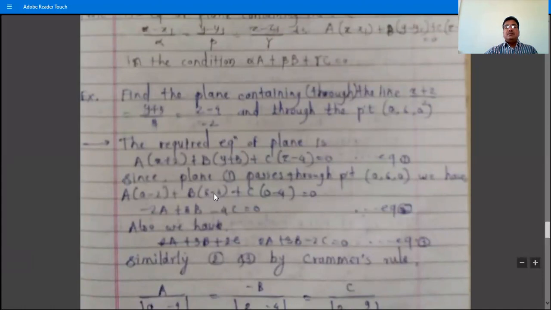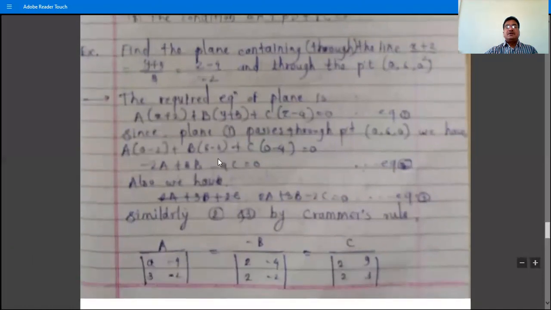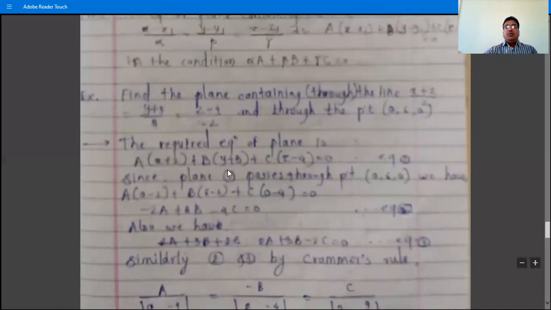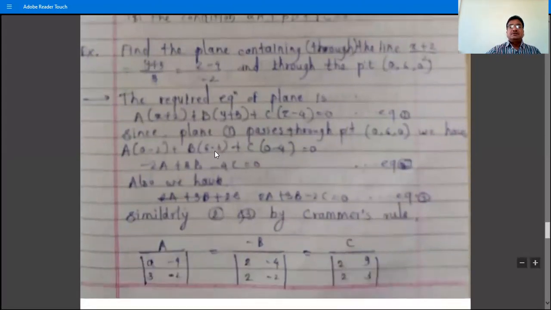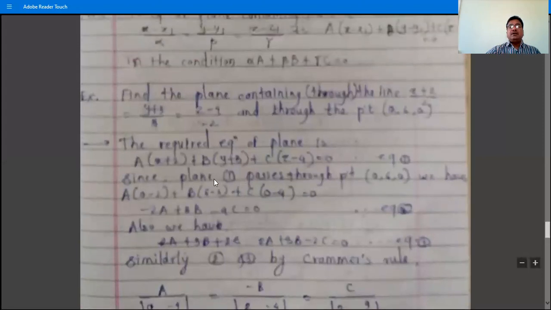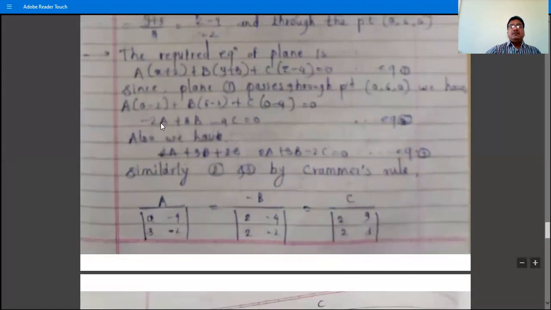So 6 plus 3, then C in bracket 0 minus 4. And thus the answer is not minus 2A. 6 plus 3 is 9B, right? 9B minus 4C is equal to 0. So this point (0, 6, 0) is on the plane, and therefore the equation of plane is satisfied by this point. Then we have 2A plus 9B minus 4C is equal to 0.